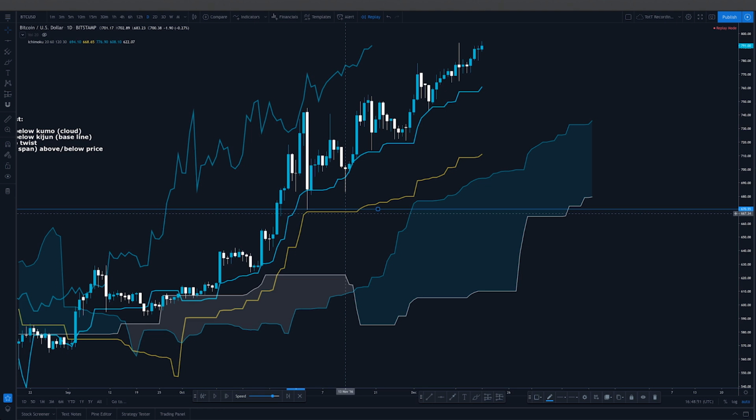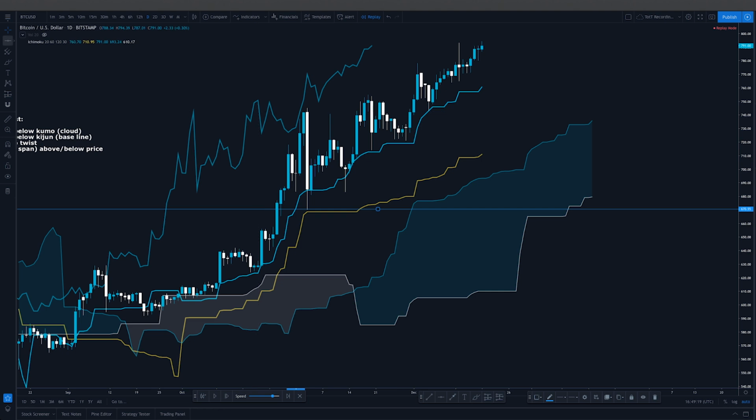Again, we got in at our 640 entry. Our original stop loss was at 603. We had just moved it up to 670, locking in about $30 worth of profit. And if we keep moving it to higher lows, we can move it to 682, maybe 710, but maybe we want to keep it just below Kijun-sen. So at this juncture, 707.